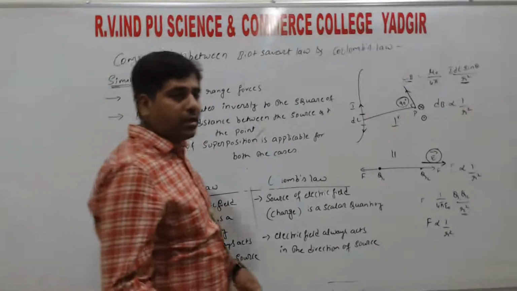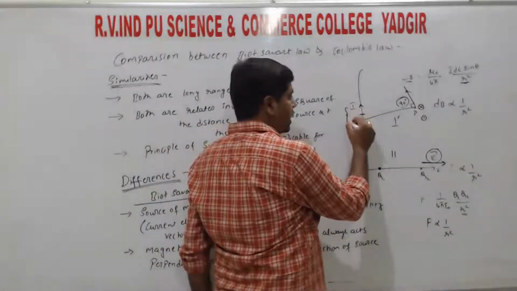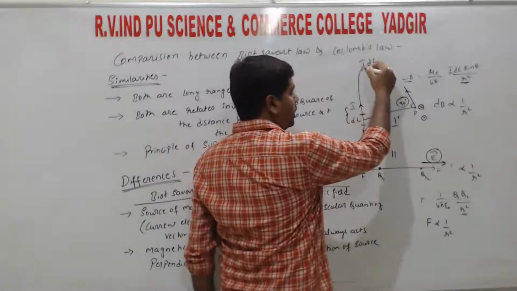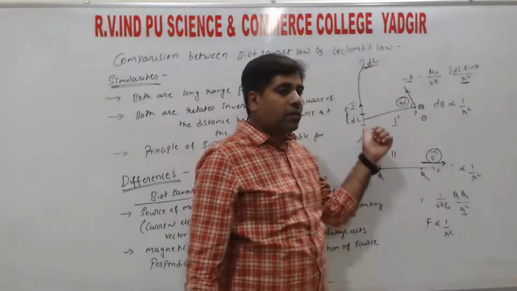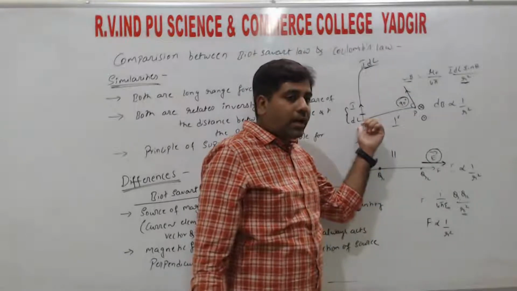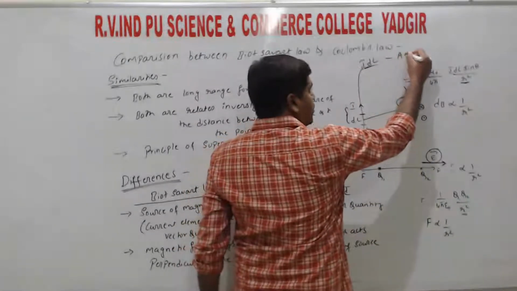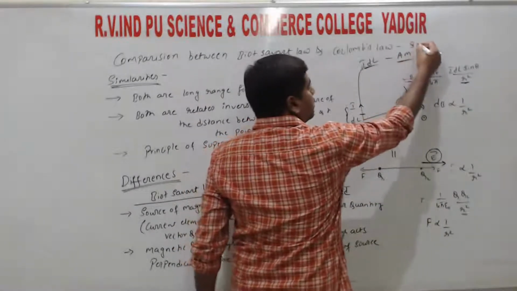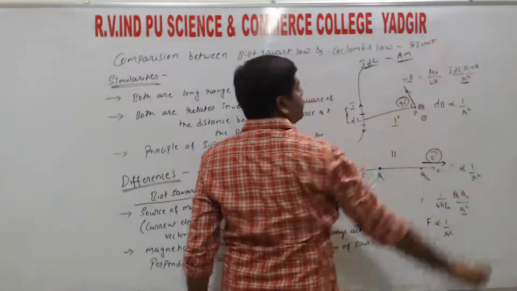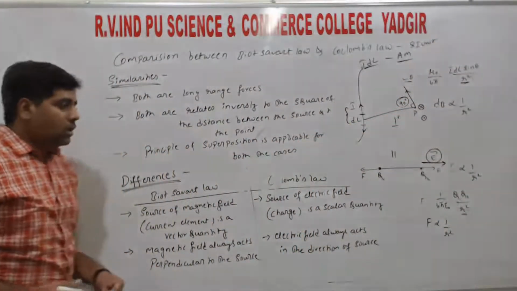So source means, always remember that one is the current element, that is I into dl. So current flowing in a small length of the conductor, that we call the current element, and its SI unit is ampere meter. So this is the SI unit for us, right?